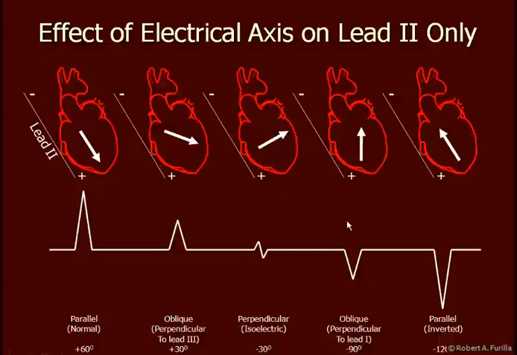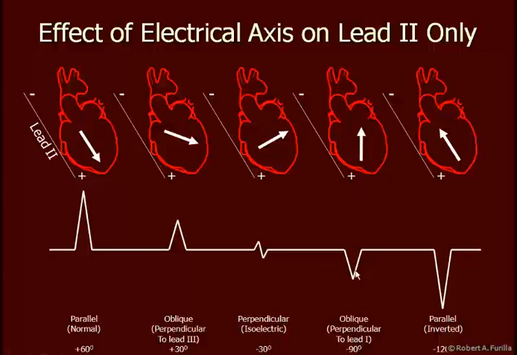In the next one, we have the arrow now pointing up. We're still moving to the left, but the tip of the arrow is pointing more toward the negative than the positive electrode. And it's obliquely set to the side of the triangle representing lead 2, so we see a downward deflection but shorter R wave.